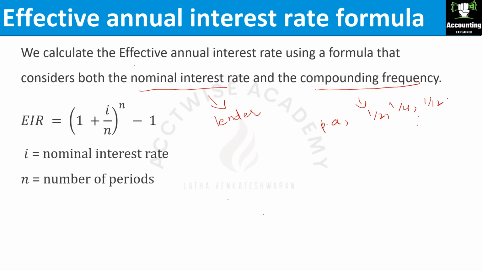EIR is equal to (1 + i/n)^n - 1, where i is the nominal interest rate and n is the number of periods.